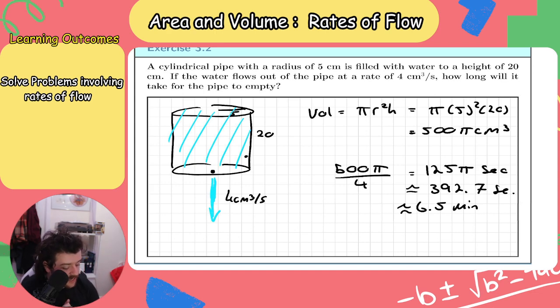So again, as I said, there's 500 pi centimeters cubed of water in the tank, and I'm losing 4 centimeters cubed per second. So I want to find out after how many seconds I have nothing left. And that's some basic questions on rates of flow.